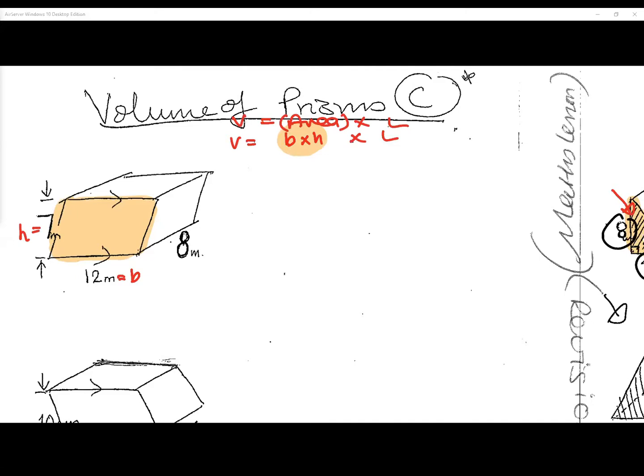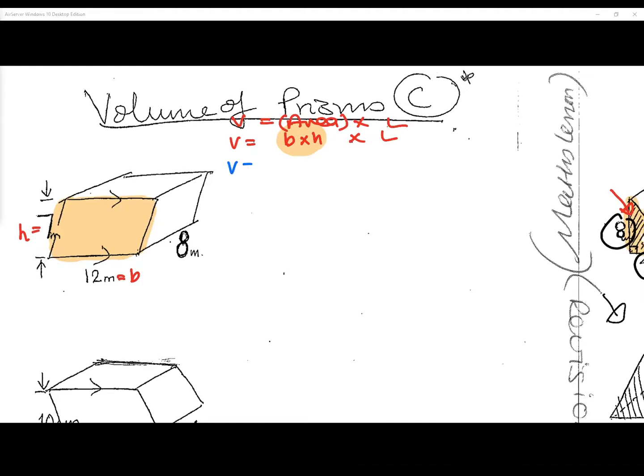Okay, so Eliza, continue the question for me, please. You have to do 12 times by 7, which is 84. Then you do 84 times by 8, which is 672. Yes, 8 times by 8 is 64, add 3 is 67, yeah? So 672 what? Meters cubed, yeah? Let's get rid of all the extra stuff.